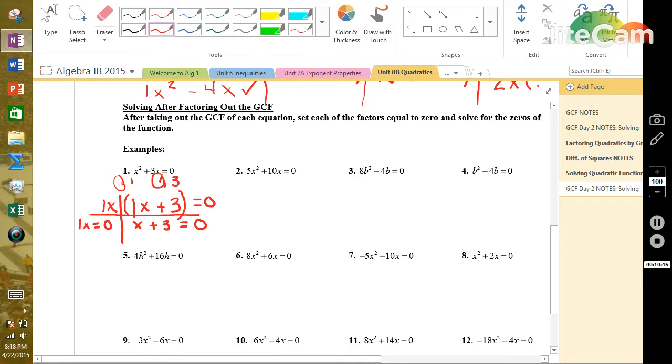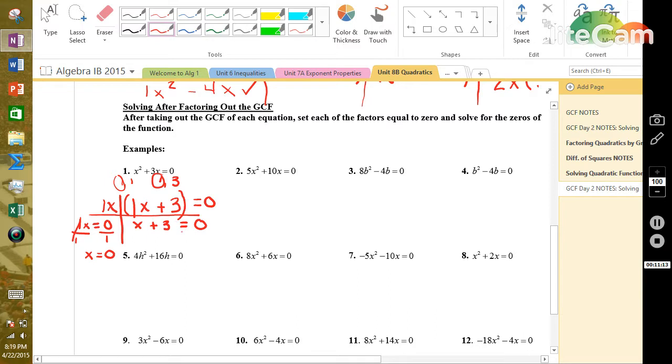Now we solve. Here it's a one-step equation, but sometimes later on we'll get a two-step equation. The inverse of multiplying by 1 is dividing by 1. So I'm going to divide by 1 on each side. 0 divided by 1 is 0. So I get x equals 0. So the left side of this is going to equal 0.